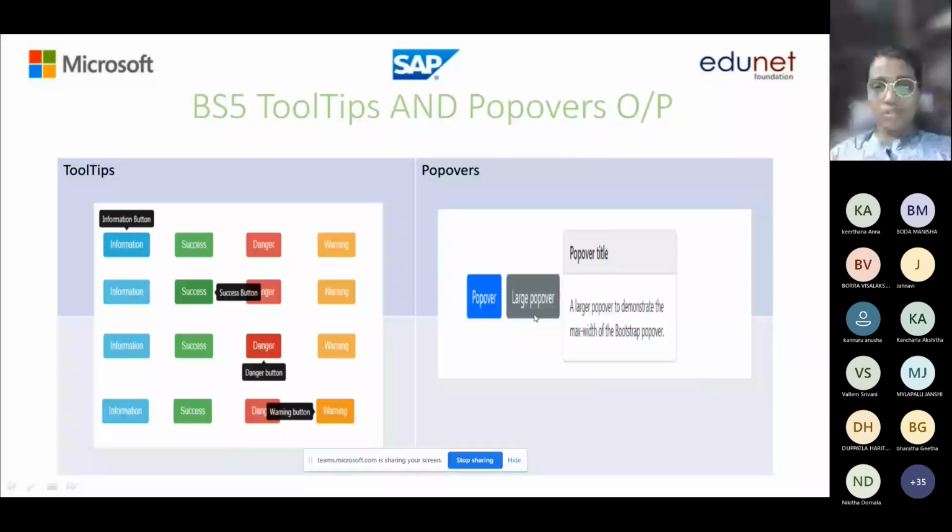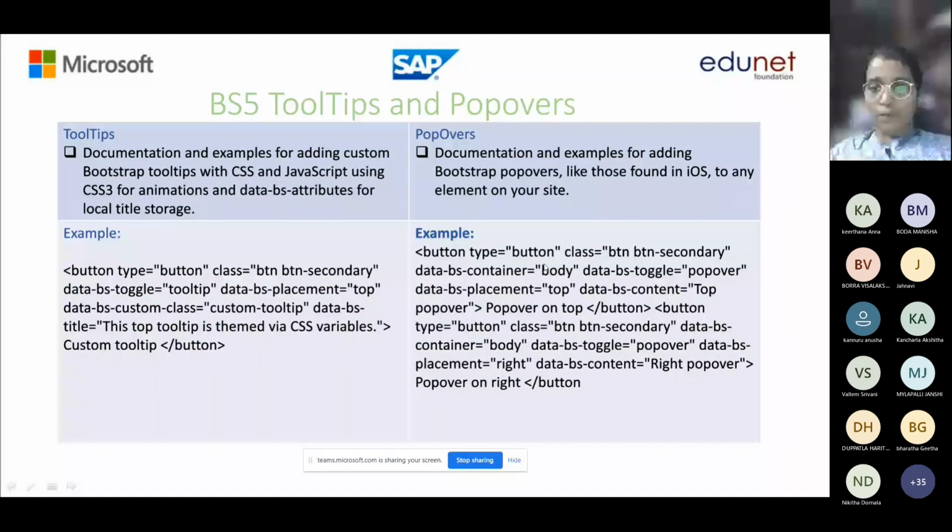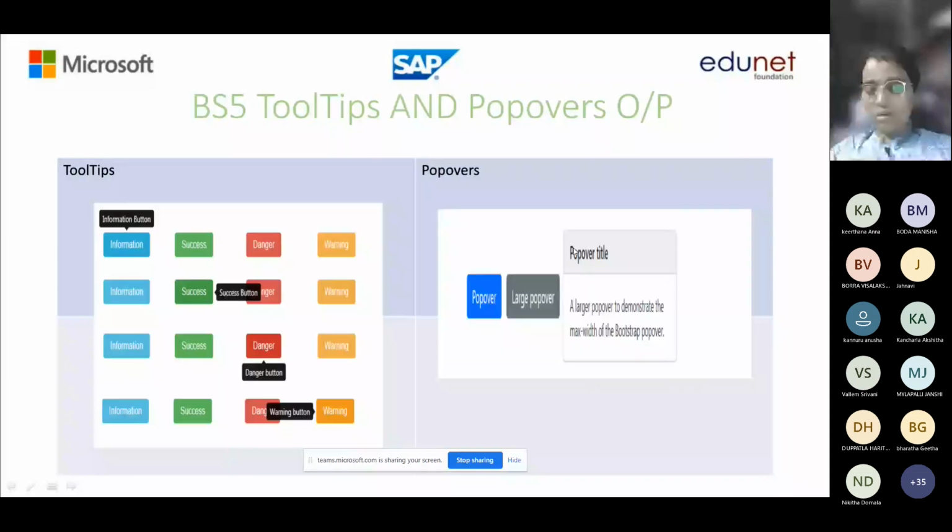And this is the popover. The popover is the same thing, but here you have to give data-bs-container as body, and data-bs-toggle is popover, whereas for the tooltip you mention tooltip. The placement and everything else is the same. See the outputs, this is how it will get printed. In popovers you will have some header and content, but here you can just mention the placement, which can be top, right, bottom or left.